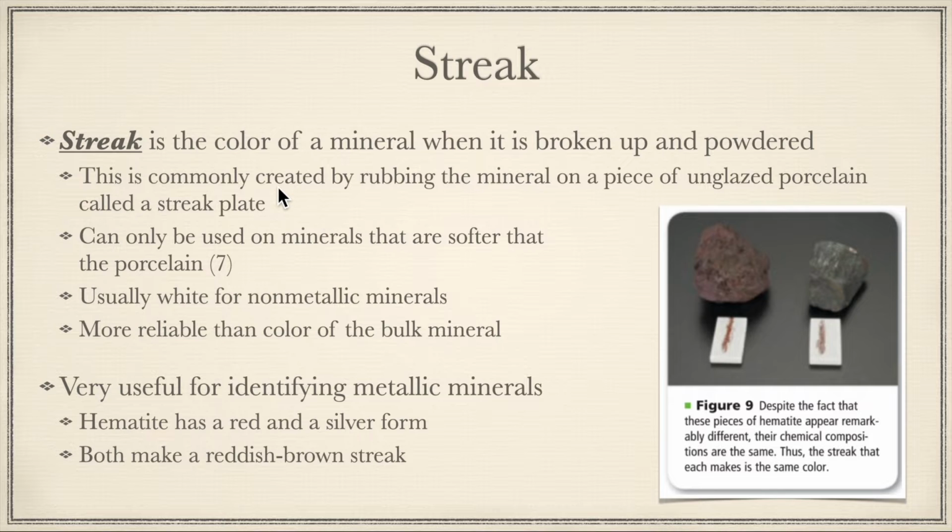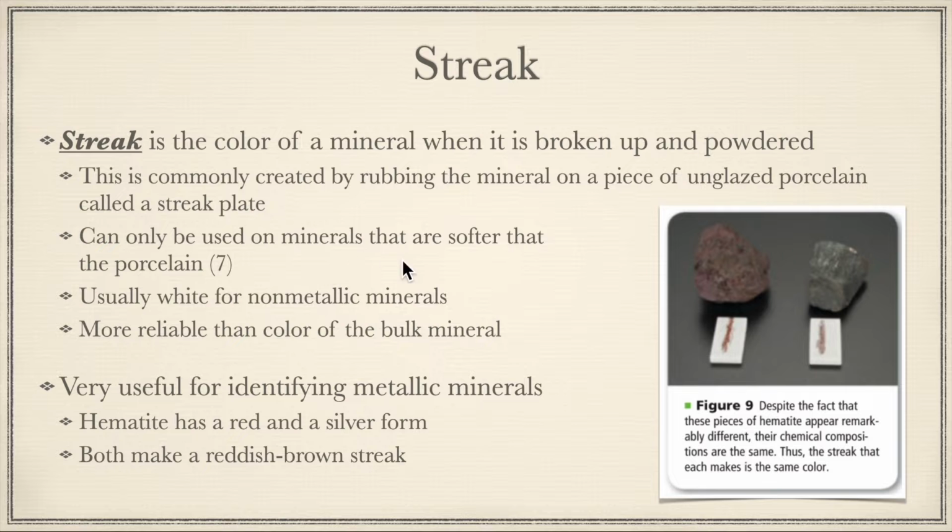Streak is the color of a mineral when it is broken up and powdered, and this is commonly created by rubbing the mineral on a piece of unglazed porcelain called a streak plate. A lot of times I use sandpaper for this, if I can find sandpaper that has a really light backing on it, mainly because it's harder and it's more readily available. But a streak plate is what you commonly would use, though sandpaper works as well.